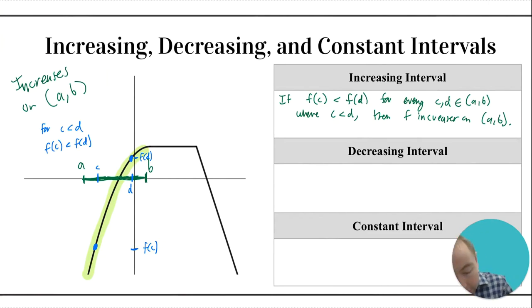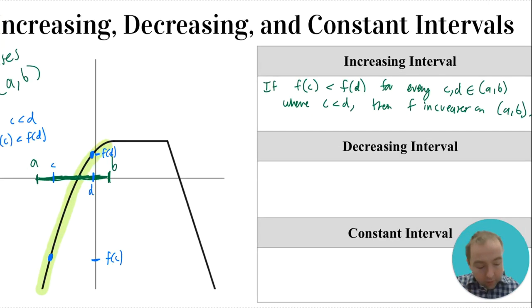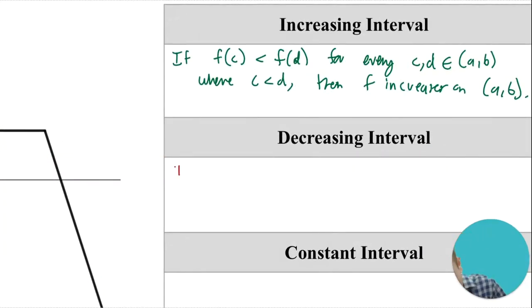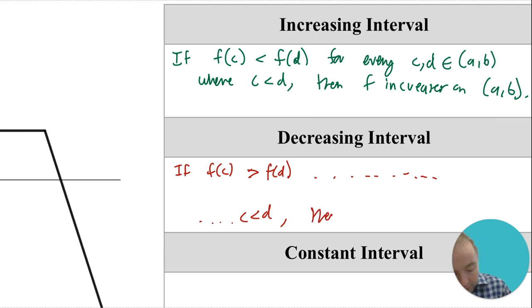So for a decreasing interval definition, it's basically the same thing, but we would just say that if we find that f of c is greater than f of d, for every c and d that we could choose in a to b, where also c still needs to be less than d, okay, then we would say that f decreases on the interval from a to b, okay?